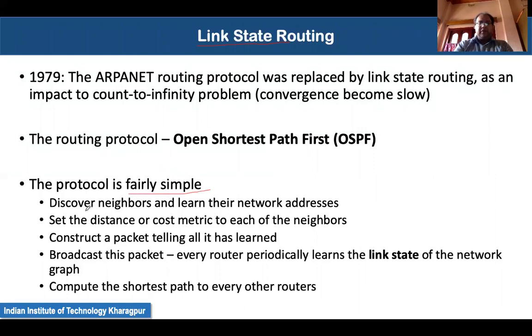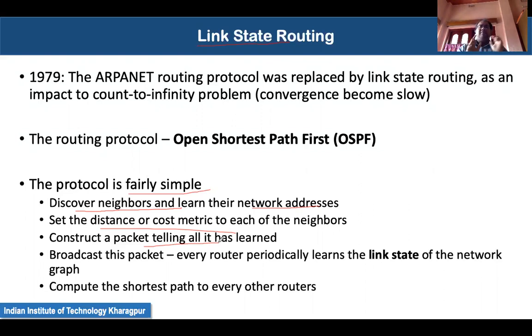In the protocol, every router discovers its neighbors and learns their network addresses. Every node periodically broadcasts its own information. Once that information is propagated in the neighborhood, every node gets that information, and from there it computes who its neighbors are, and we set the distance or cost metric to each of the neighbors. Now we construct a packet telling all that it has learned. So I have learned about my neighbors, and now I will broadcast that neighbor information to other nodes.